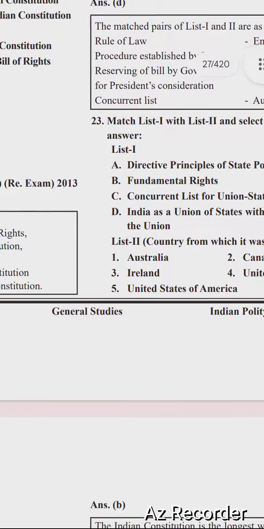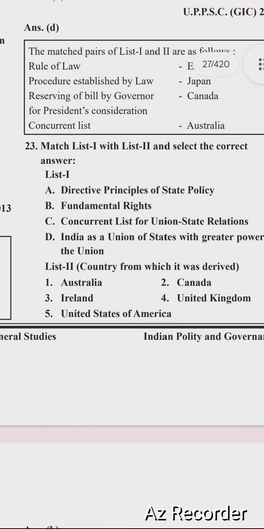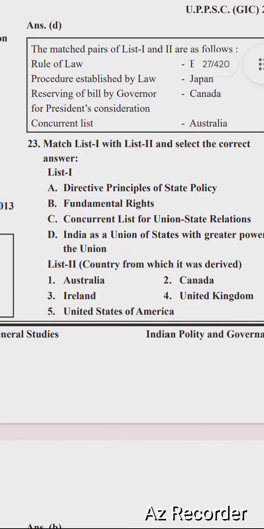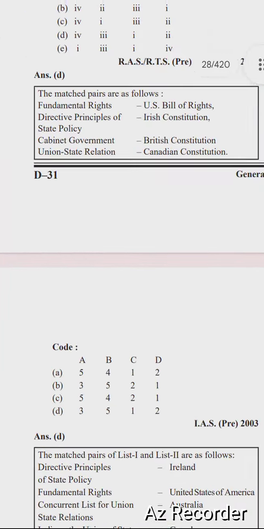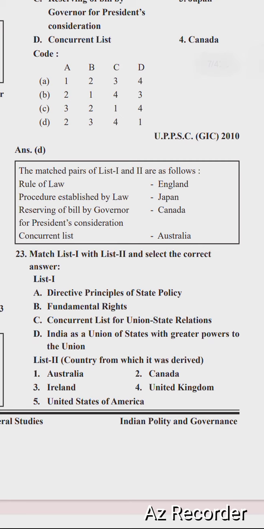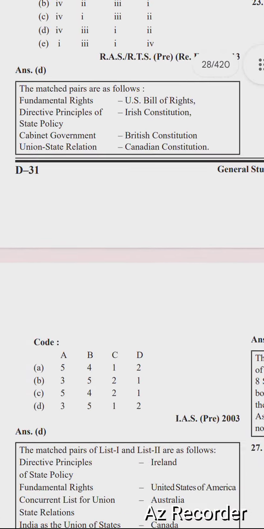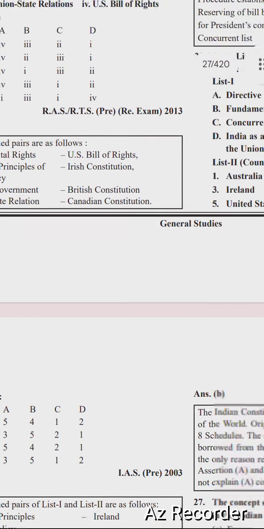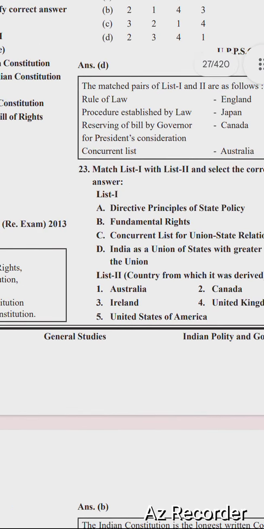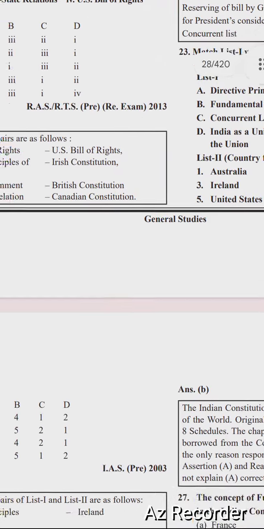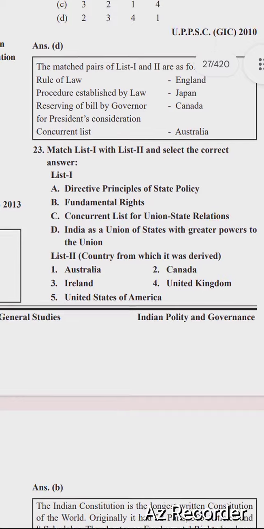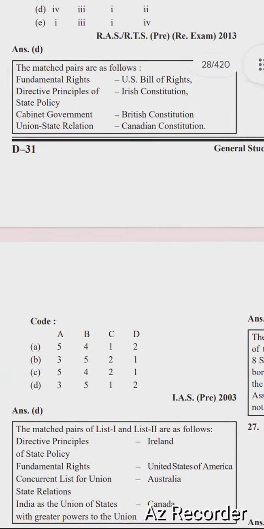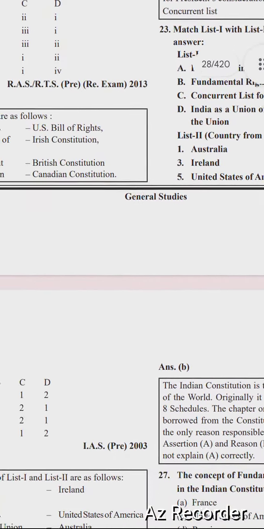A is related to 3. Then fundamental rights derived from USA. And concurrent list of union state relations related to Australia. India as a union of states with greater power to the union, D is related to Canada.